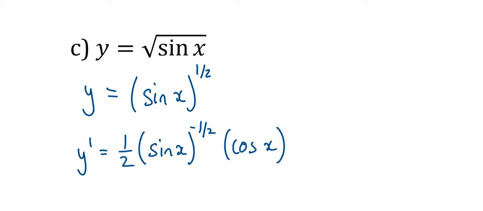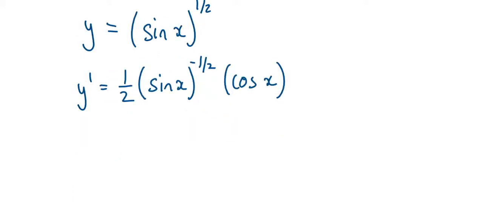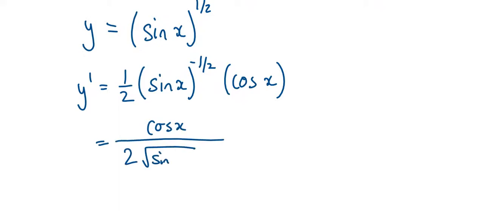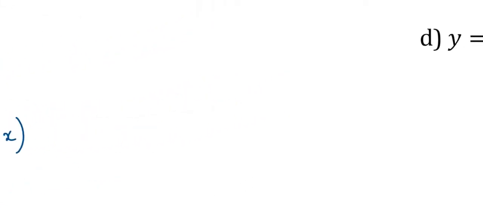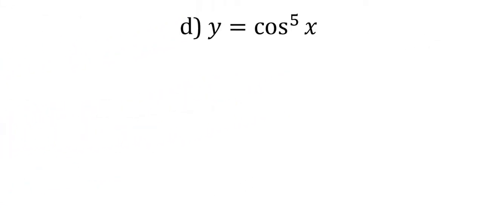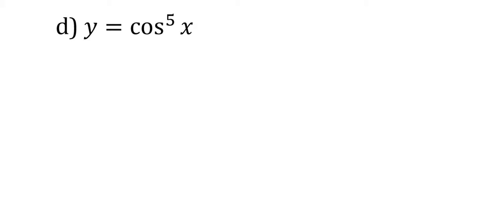Do we follow that okay? Clean this up a little bit. Cos x is on top, 2 square root of sine x. Any questions? Again, this one's pretty straightforward. We're about to get to a trickier one.